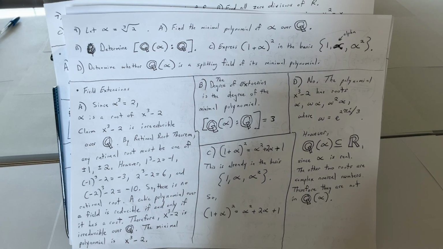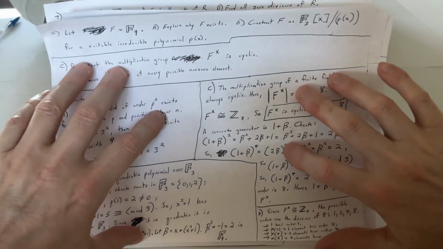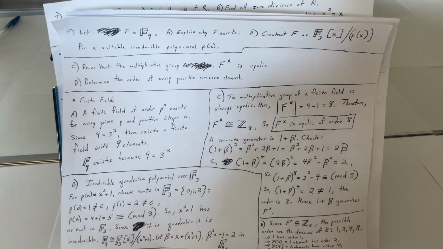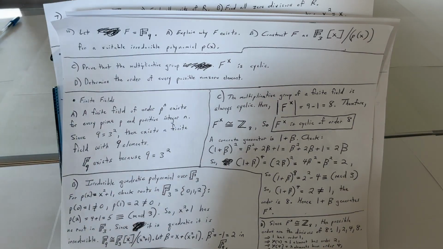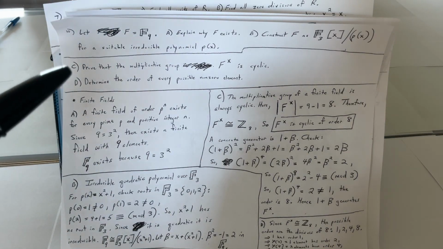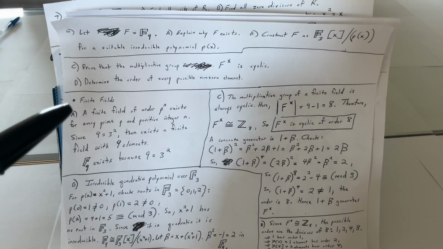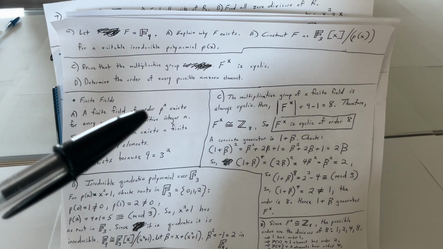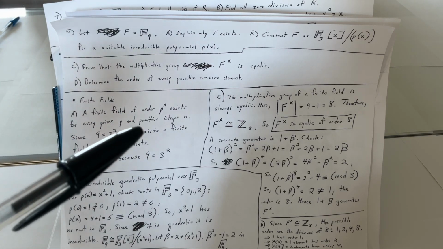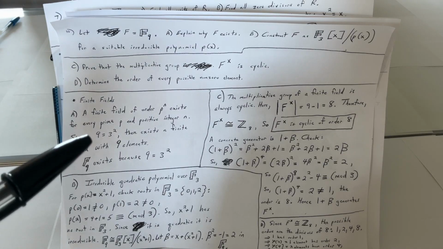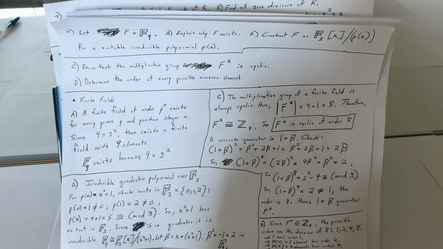Okay, so that's number 9. And let's see, number 10. So let F equal F_9 here. Explain why F exists. Okay, so finite fields problem. A finite field of order p to the n exists for every prime p and positive integer n. And since 9 equals 3 squared, there exists a finite field with 9 elements. F_9 exists because 9 equals 3 squared.